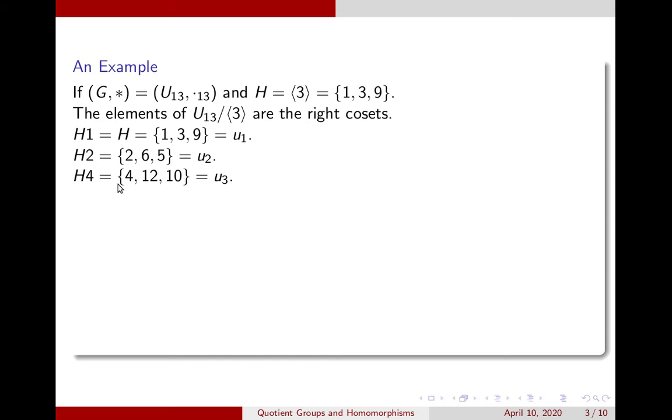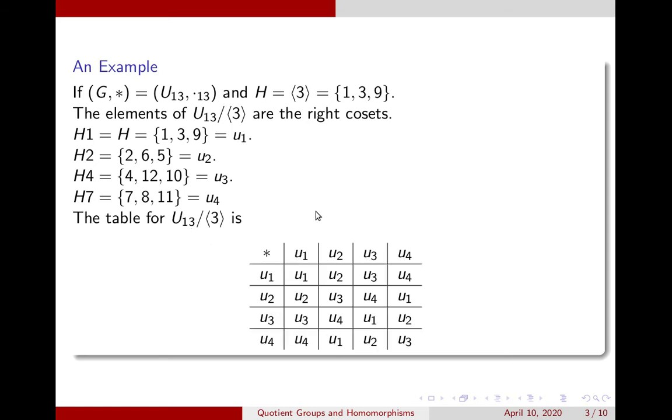H times 4. The right coset determined by 4: 4, 12, and 10, which we will call U3, and H times 7: 7, 8, and 11, which we'll call U4. So this is a complete list of the right cosets. The right coset determined by 12, for example, is the same as the right coset determined by 4 because 12 is an element of the right coset determined by 4. So we have a complete listing of the cosets, and here is the multiplication table.